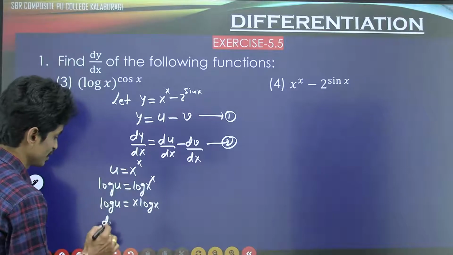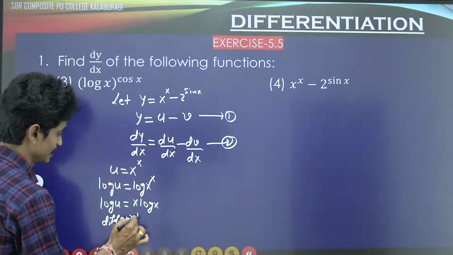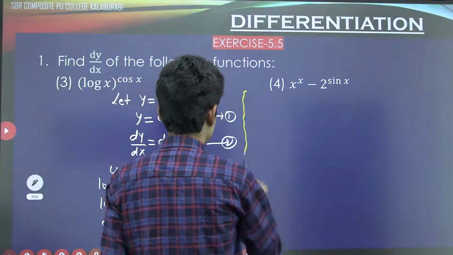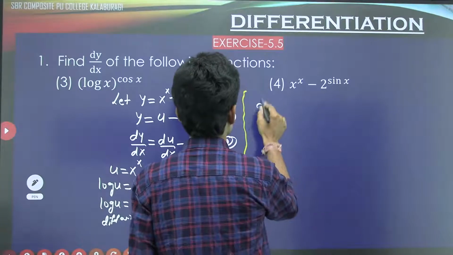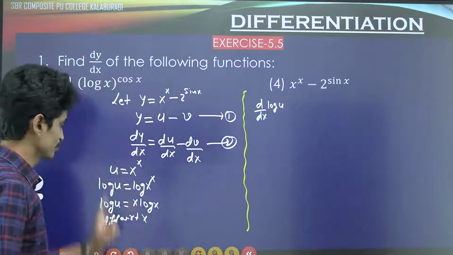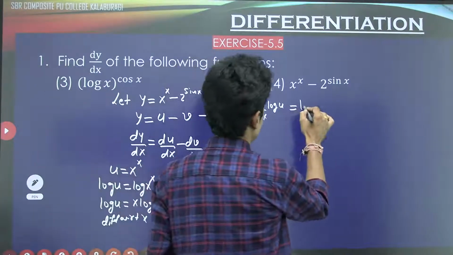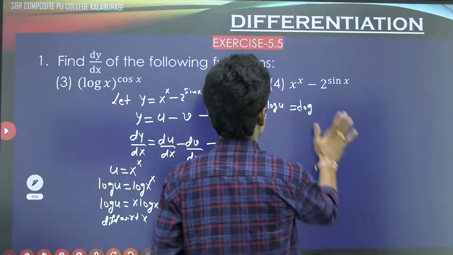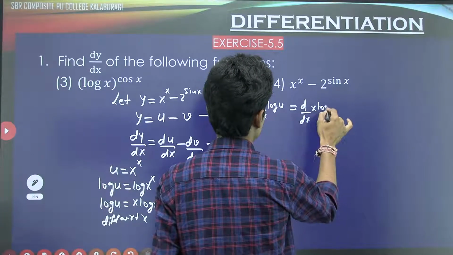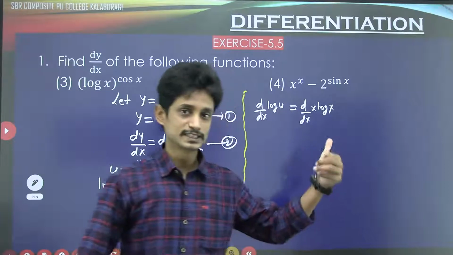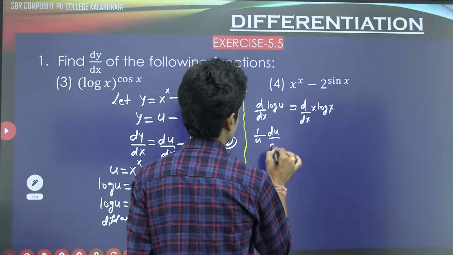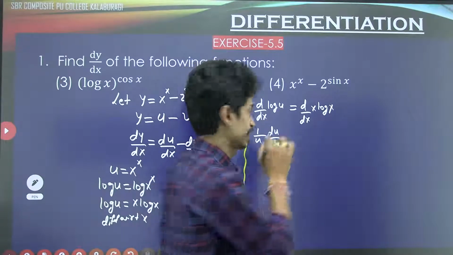Now easily we can differentiate with respect to x. Then what we can write? This one will be d divided by dx of log u equal to d divided by dx of x times log x. It's clear. Then log u derivative is how much? 1 divided by u with the du by dx, because u is different from x.